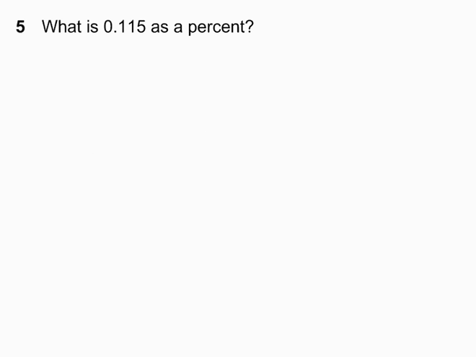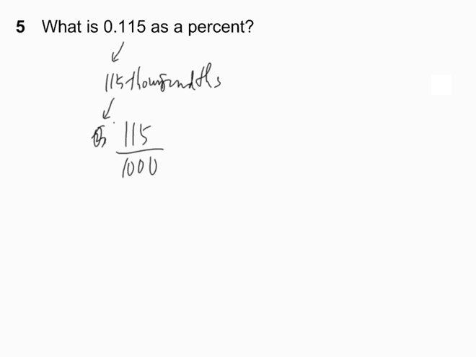Okay, question 5 says, what is 0.115 as a percent? It is 115 thousandths, which means I can now write that as a decimal or as a fraction, 115 over 1,000, 115 thousandths. And since we're looking for a percent, we want to make an equivalent fraction out of 100. Divide by 10 and divide by 10. That will be 11.5 out of 100, or 11.5%.